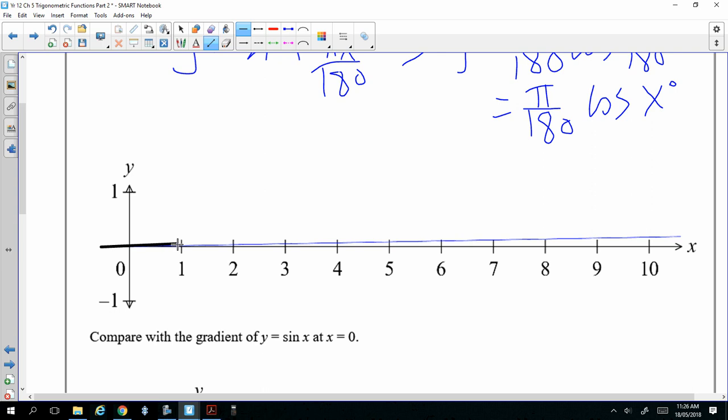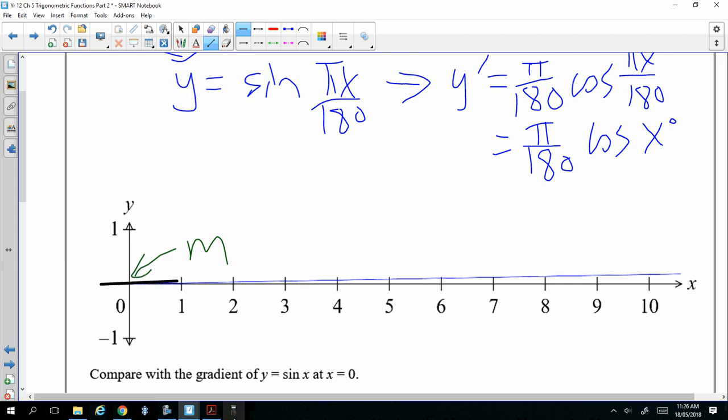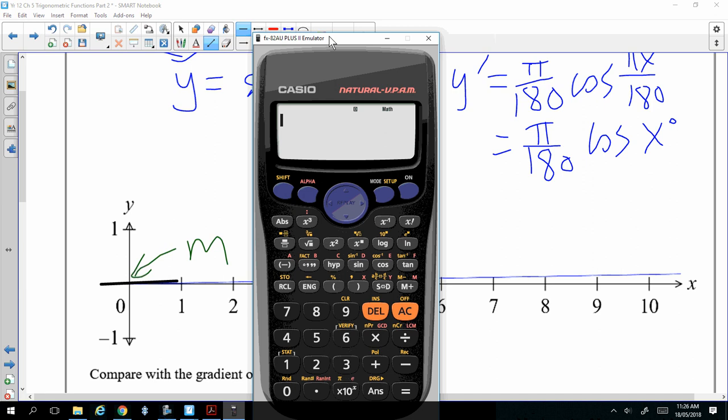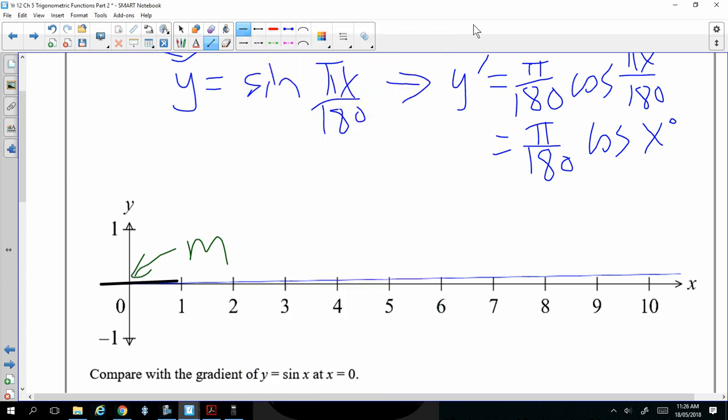Okay, so that's the tangent. And the gradient of that tangent, if you substitute on a calculator, you do pi over 180 times cos 0, in radian mode. Okay, 0.017, so it's very small. As you can see, it's very flat when it's in degrees.